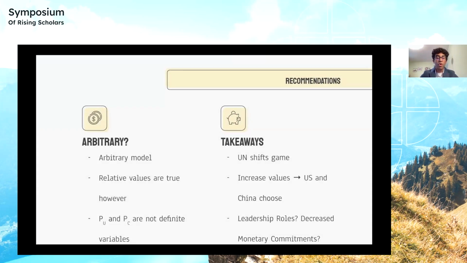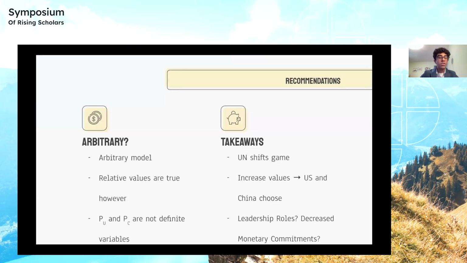One thing which is really important to discuss is that the model is slightly arbitrary. I came up with the values myself, and even if the relative values are true, PU and PC aren't definite. You can't just tell the United States, oh, make sure you keep your PU value above 0.2. They'll be very confused and not really understand what that means.